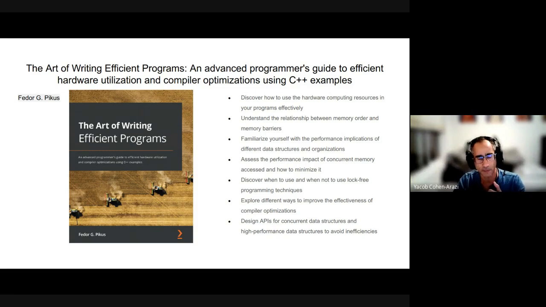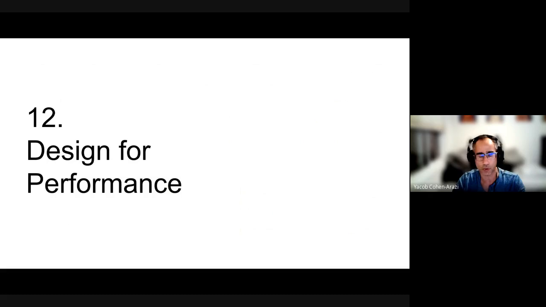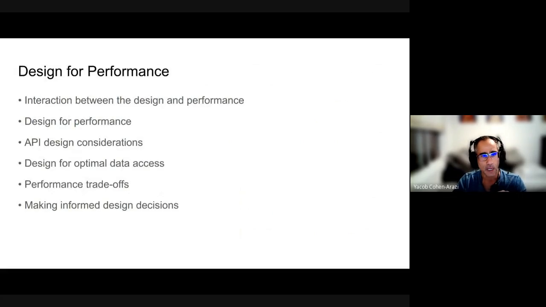So what I wanted to discuss, there's a lot of things in the book. Obviously, we cannot fit the whole book into the session, but what caught my eye was design for performance. This is the 12th chapter in the book, and there are a few examples that I'm going to show you about picking the right design for your program, for your API, with performance in mind.